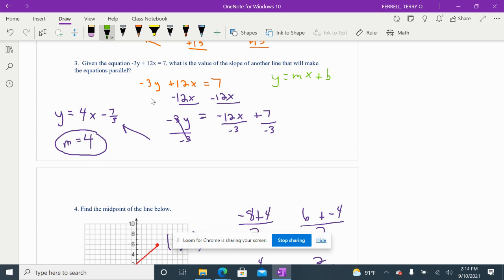All right. But now when we get here, I have this in y equals mx plus b form. But the question is, what is the slope? The slope is the m. So my answer is m equals 4.